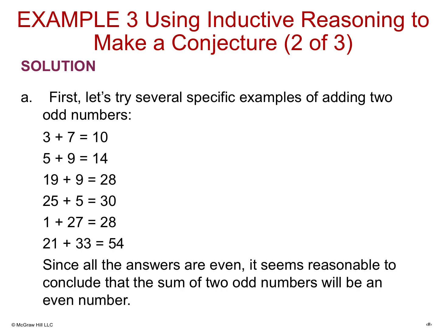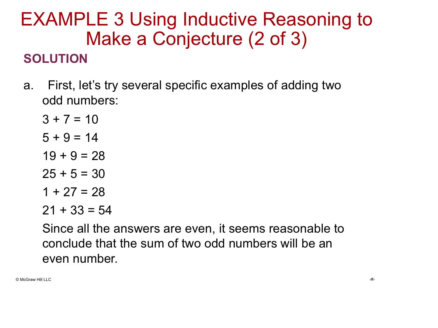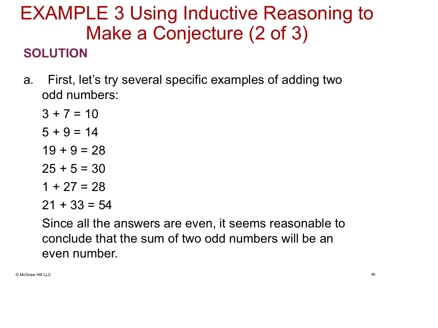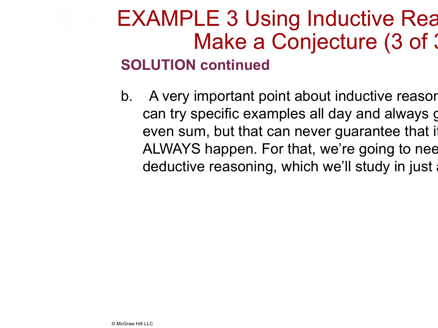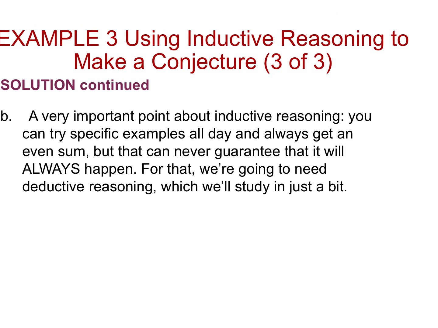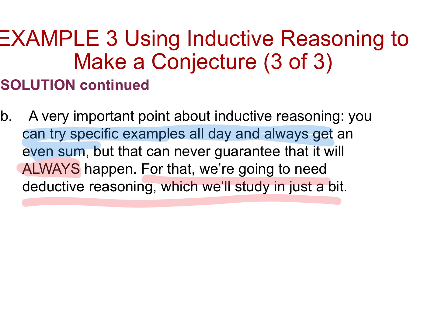All right, and here we go. I didn't realize it, I had the solution on the next slide. So first, let's try several specific examples of adding two odd numbers, which is what we did. Since all the answers are even, it seems reasonable to conclude that the sum of two odd numbers will be an even number. However, a very important point about this is you can try specific examples all day and always get an even sum, but we can never guarantee that that's always going to happen. For that, we're going to need deductive reasoning, which we'll study in just a bit.